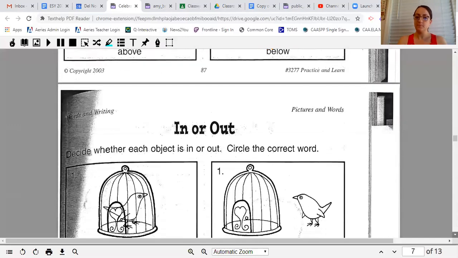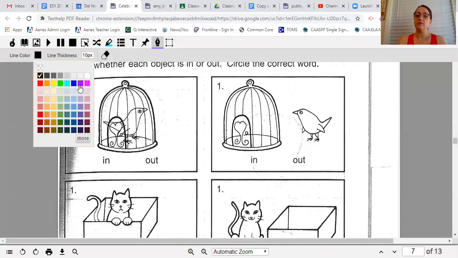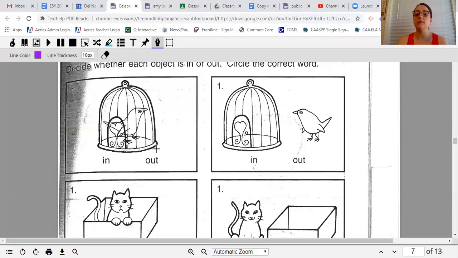Okay. Now we need to decide whether an item on this page is in or out. Here we have a bird in a cage. We look at it, and does it look like the bird is in or out of the cage? Since the door is shut and there's lines over the bird, I'd say that they're in the cage. But if you look at this one and they're standing right next to the cage, they're probably out of it.